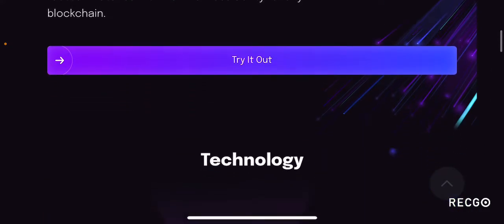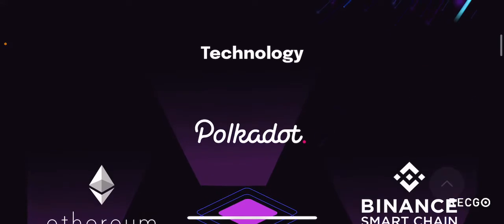So here they have a blue icon that says try it out, and you can click on that in order to access their page or the app page. So I highly recommend you do that as well.